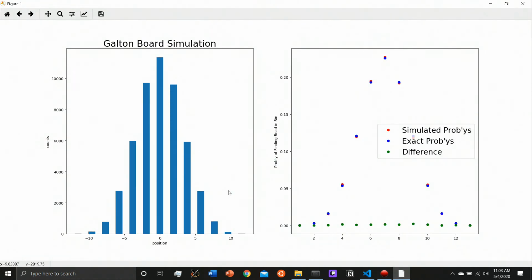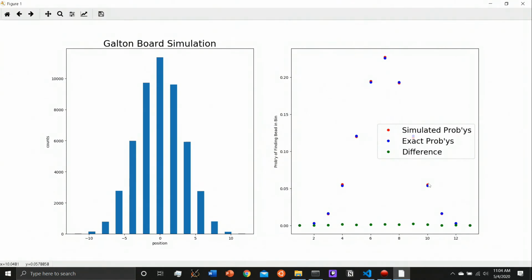On the left, you see the same thing, and on the right, you have the probabilities. The red, sort of orange, is the simulated probabilities. Blue is the exact. And then that's the difference. You can see the difference is right along 0, which is great, and they're all very close to each other. I bet if I increase the number of beads, it would be even closer.